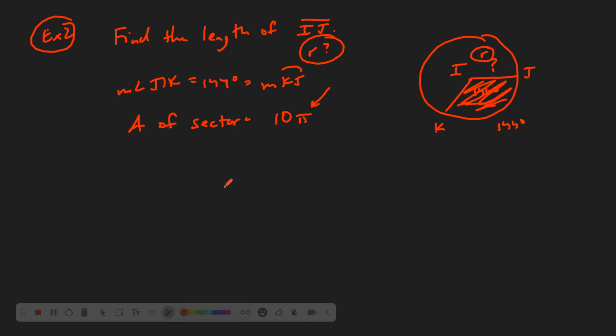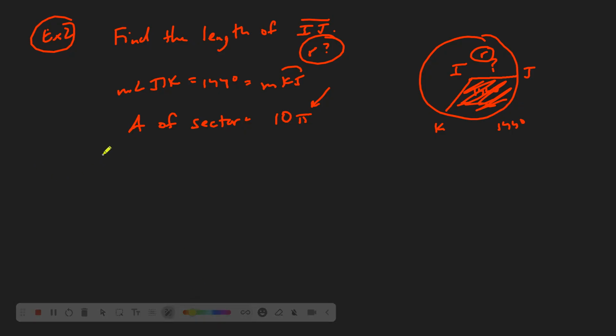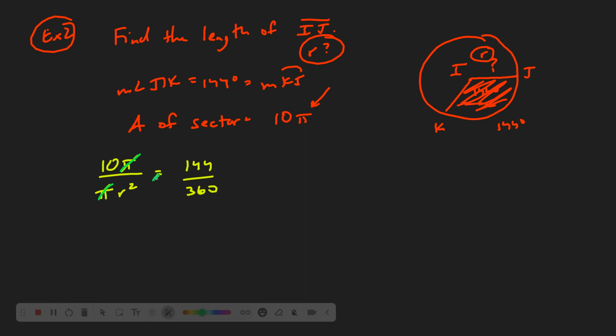And again, we want to find the radius. So we're going to stick to our formula. We know the area. The area is 10 pi. That's the area of the sector, over the area of the circle, pi r squared. We don't know r, so leave r alone. Equals, we know the measure of the arc is 144 out of 360. So first off, the pi's are going to cancel. And now I'm going to cross multiply. When the pi's cancel, life is a little bit better.